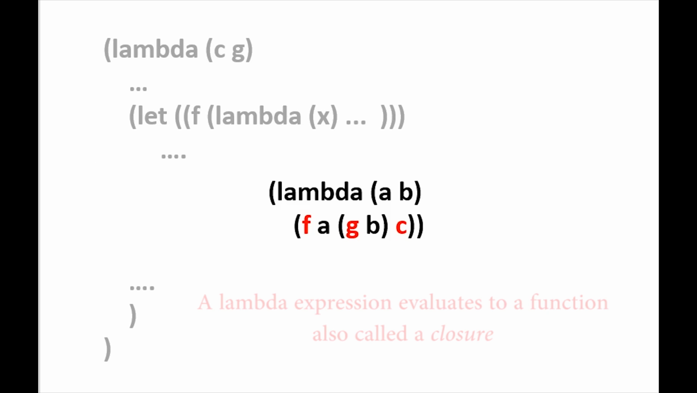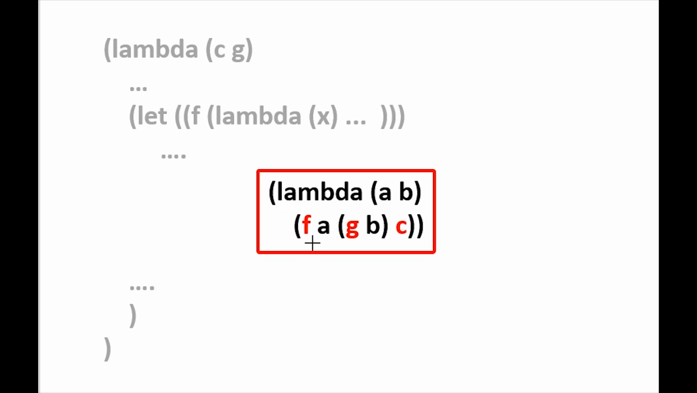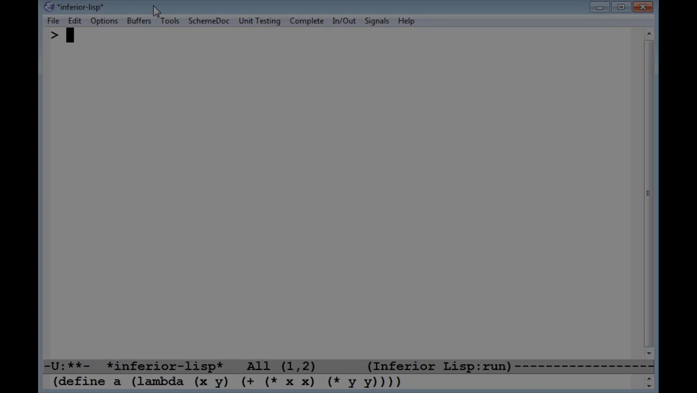The value of a lambda expression is a function, but we also call it a closure. And the reason is that a function object depends on bindings of the three names, the red names here. So the binding of F and the binding of G and the binding of C are necessary in order for us to work with this function object.